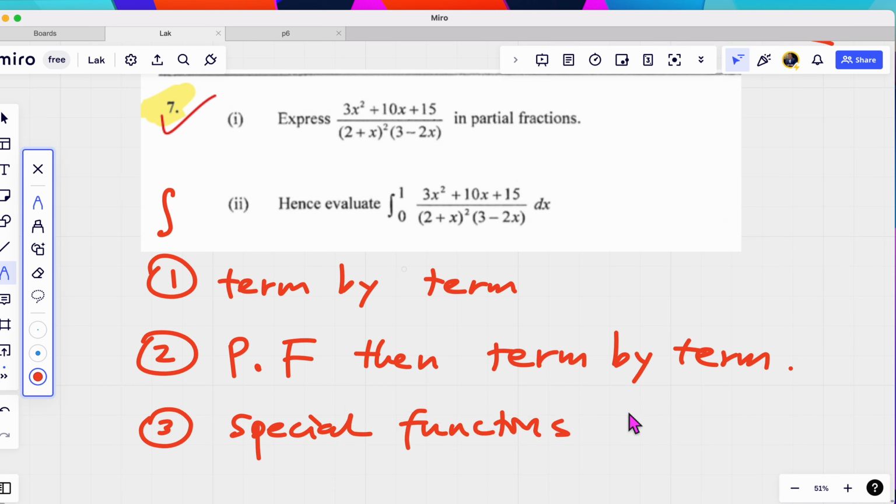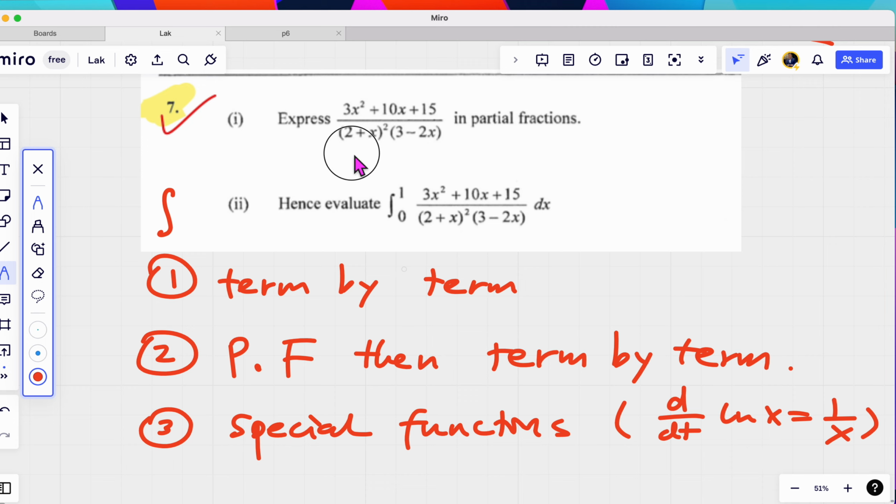Special functions like, differentiate ln x. Yep, differentiate ln x, you get 1 over x, right? And of course you have the trigo function, you have the exponential function. So far we have only learned term by term, right? No chain rule, no product rule. That one is for differentiation.